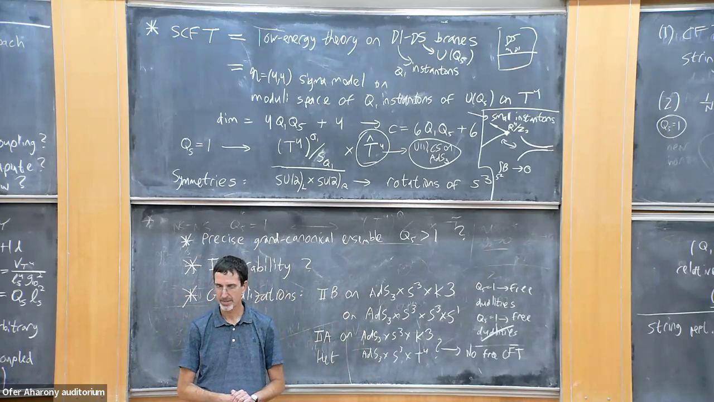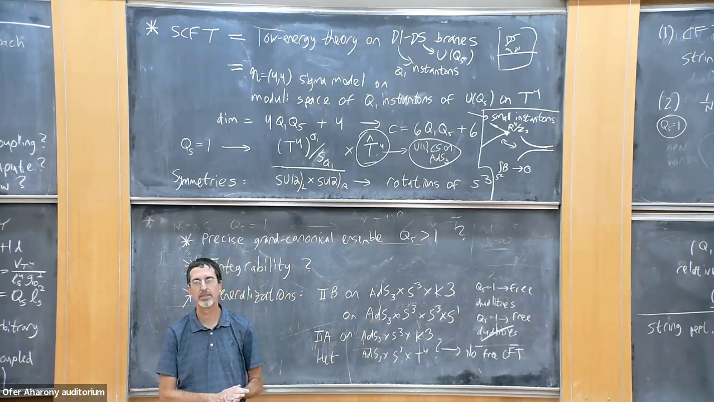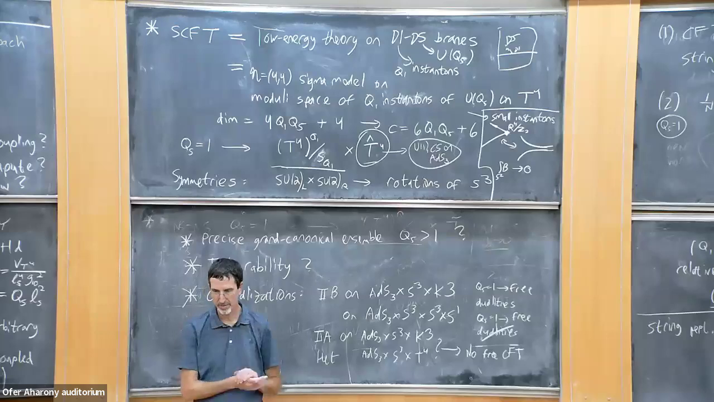So, Ofer, do you remember what the large distance behavior is? If I solve for the B field in AdS3 and we look at the classical solutions in the asymptotic limit of AdS3, what do they behave like? Like as a power of R?